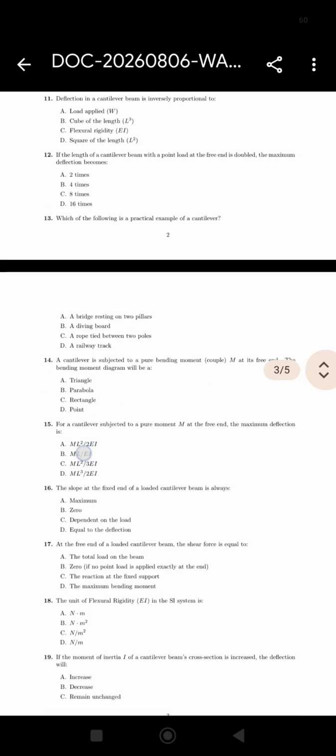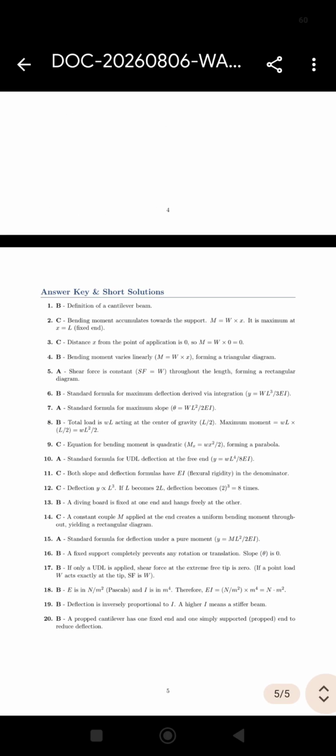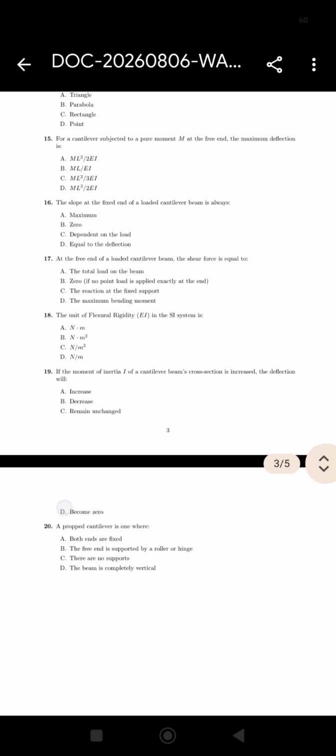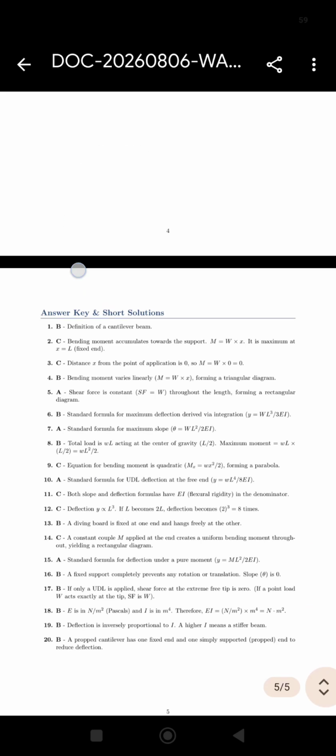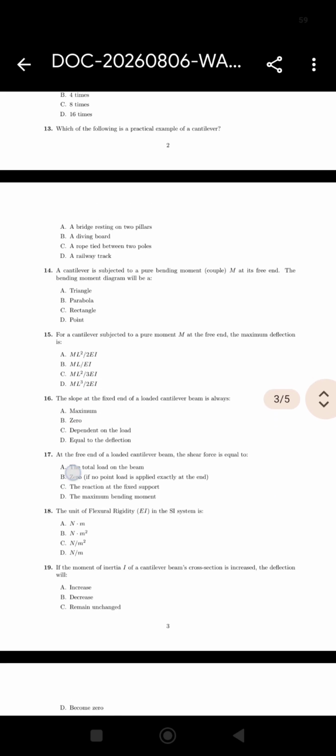Question number 12. If the length of a cantilever beam with a point load at the free end is doubled, the maximum deflection becomes 8 times. Question number 13. Which of the following is a practical example of a cantilever? A diving board.